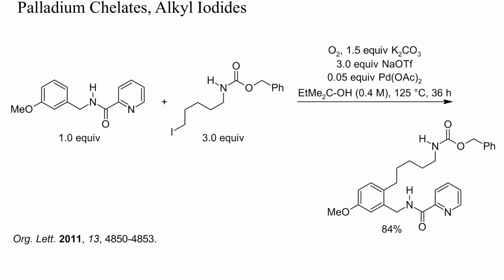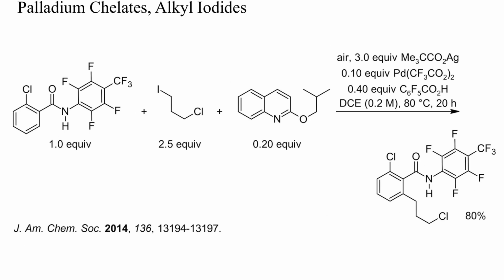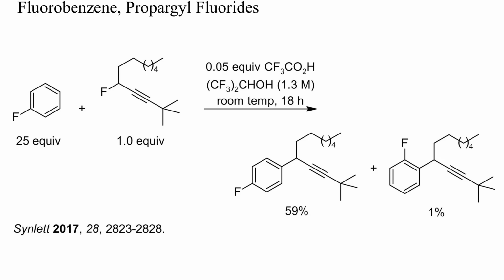The picolyl amide of a substituted benzylamine reacted with a primary alkyl iodide with high regioselectivity and without any rearrangement of the electrophile. Even electron-deficient arenes can be alkylated via palladium chelates. Here, a benzamide was orthoalkylated in high yield with a primary alkyl iodide. Alkyl fluorides are difficult to prepare, often toxic, and rarely used as alkylating reagents.